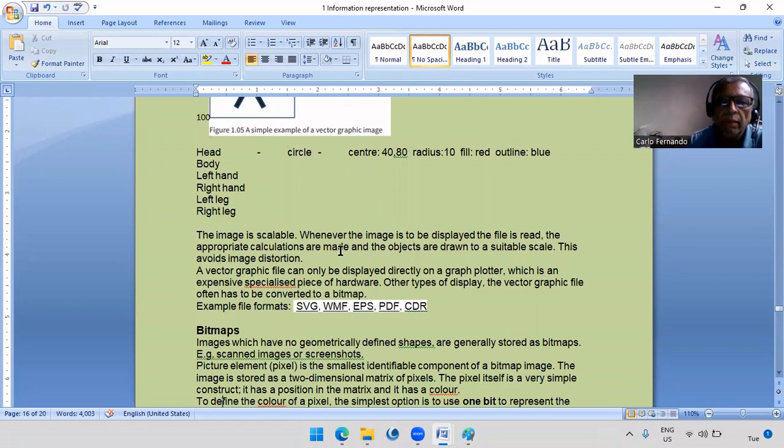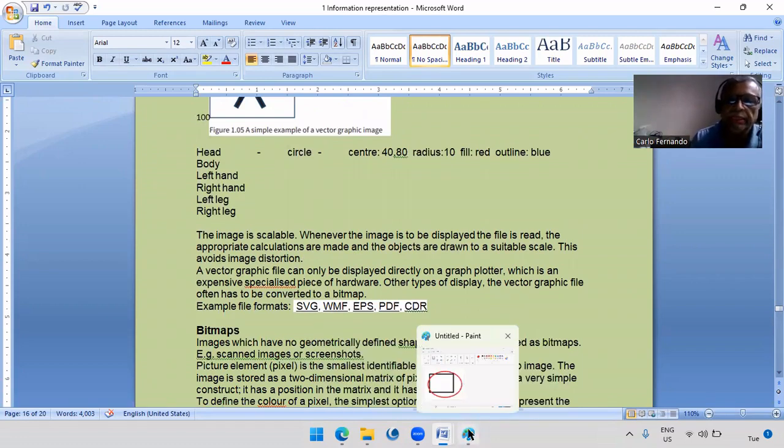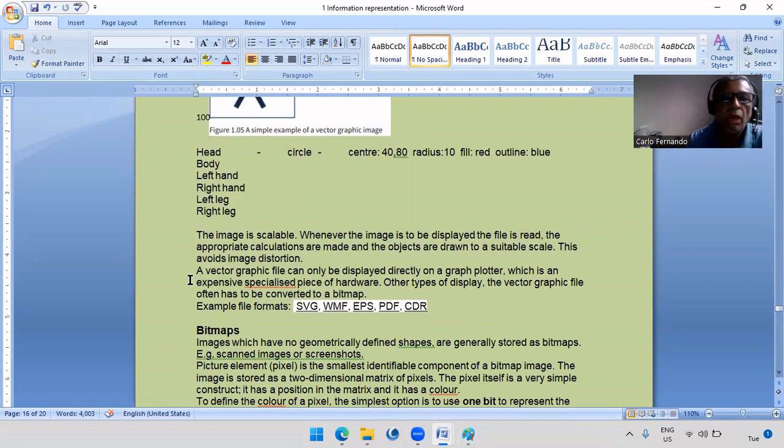So the calculations are made and the objects are drawn to a suitable scale. This avoids image distortion, what we saw in the bitmap file. A vector graphic file can only be displayed directly on a graph plotter. It is an expensive specialized piece of hardware. So a graph plotter is not the plotter that we think of, like a printer. This is a display to display the vector graphic.